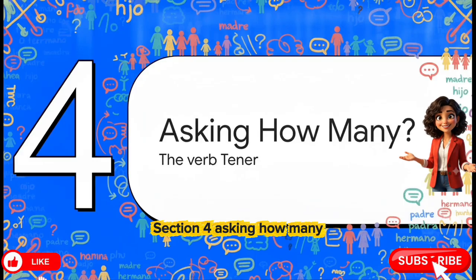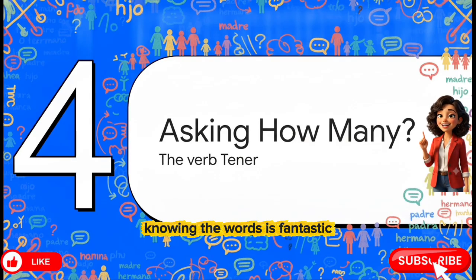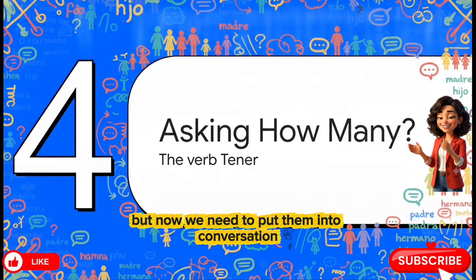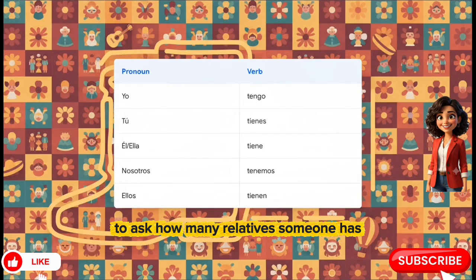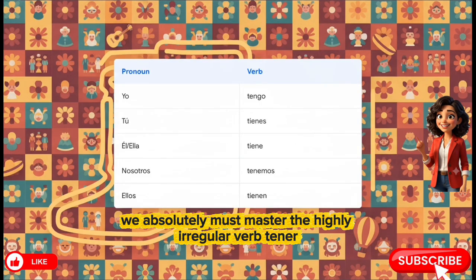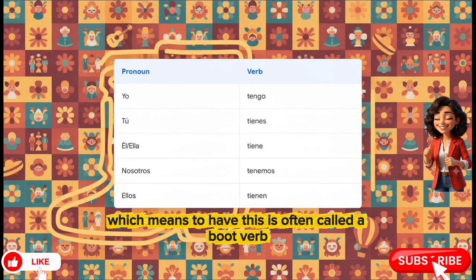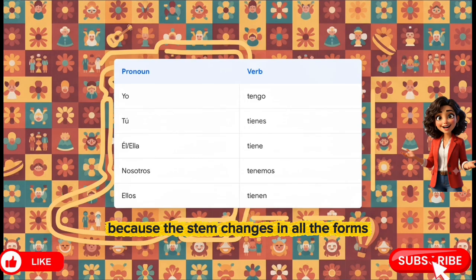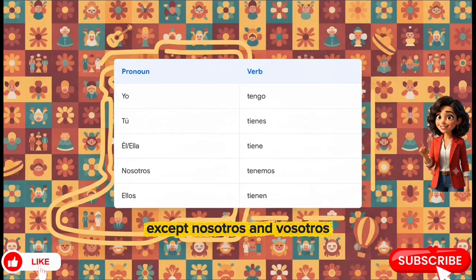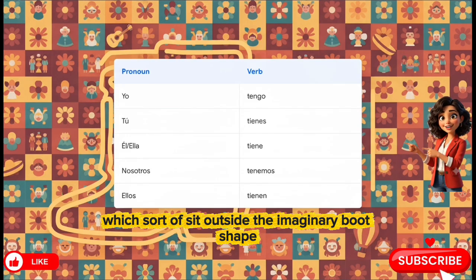Section 4, asking how many. Knowing the words is fantastic, but now we need to put them into conversation to actually ask people about their families. To ask how many relatives someone has, we absolutely must master the highly irregular verb tener, which means to have. This is often called a boot verb because the stem changes in all the forms except nosotros and vosotros, which sort of sit outside the imaginary boot shape.